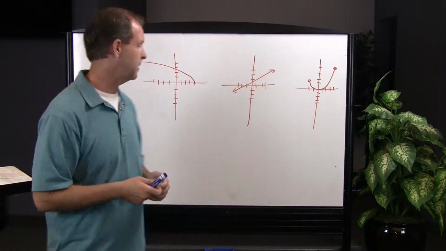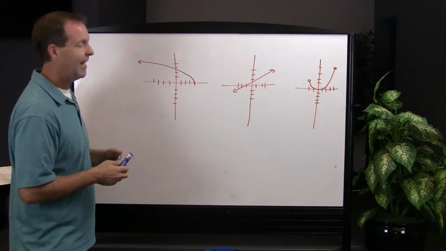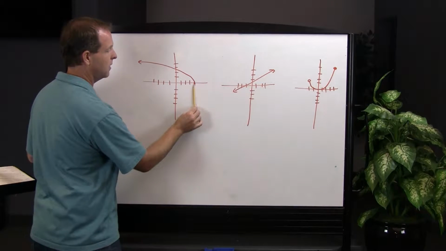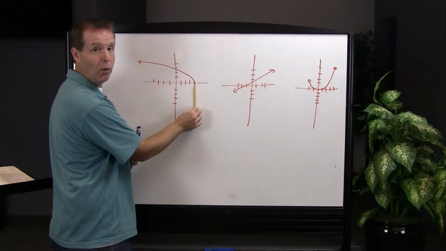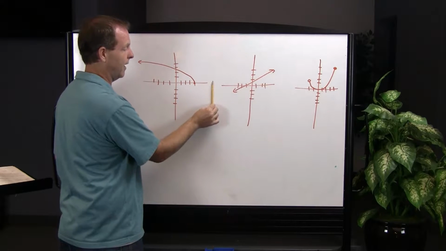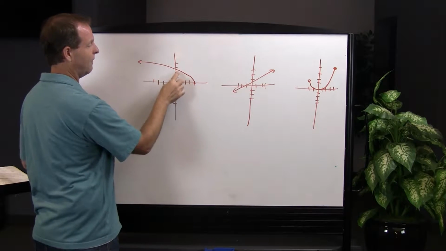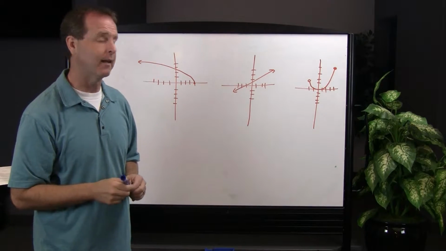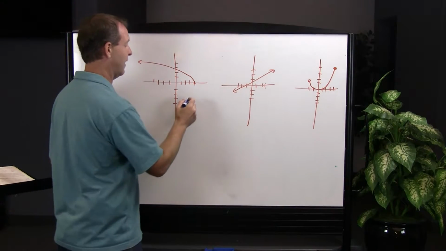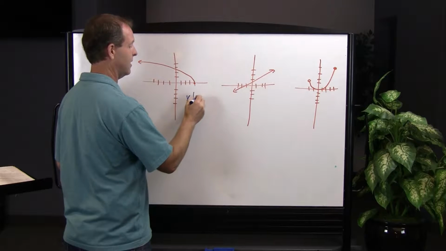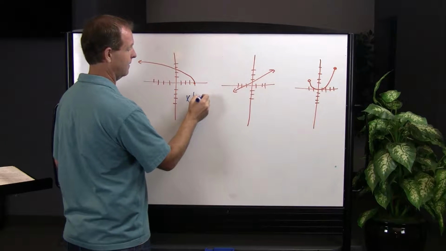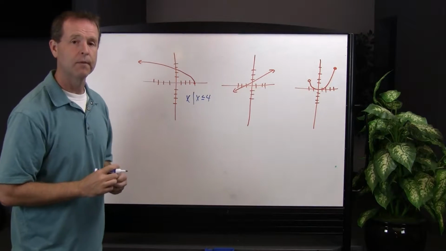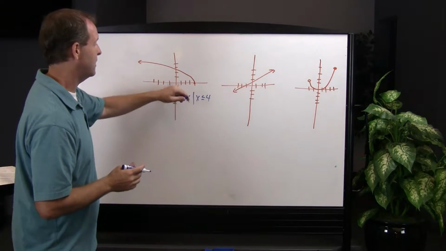So in this particular one, if I'm looking at all the x values, I see that there are x values to the left of this point, to the point of number 4, but none to the right. And this graph continues on out with an arrow all the way to negative infinity. So I can say that my values of x are all x such that x is less than or equal to positive 4. So that's my domain on this particular one.